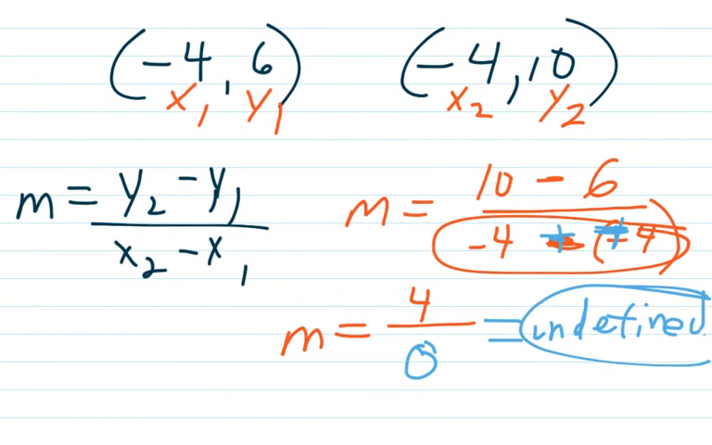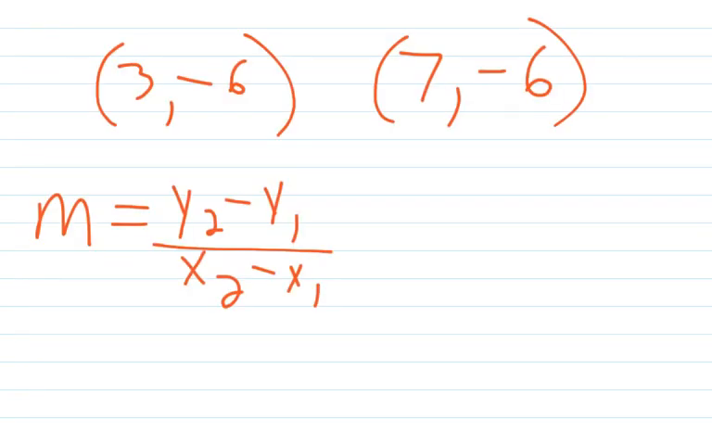And what that actually means, by the way, about this line is that it's a vertical line. Because vertical lines have undefined slopes. And if you graph those 2 points, they would connect in a vertical line. So the final answer was undefined for the last problem.